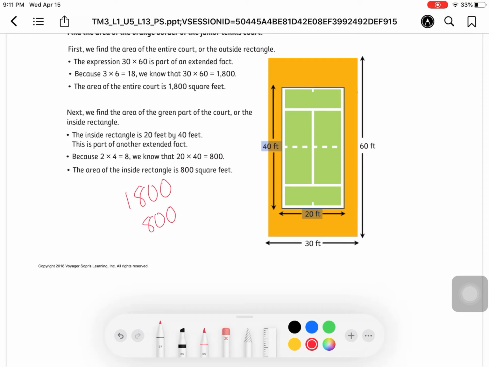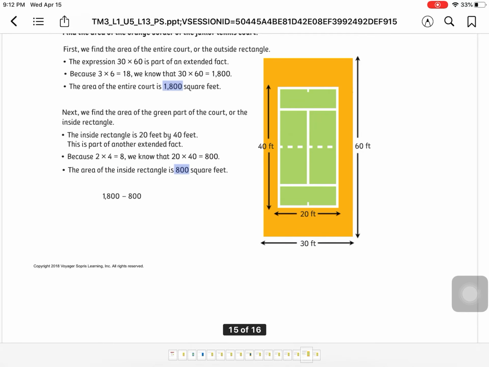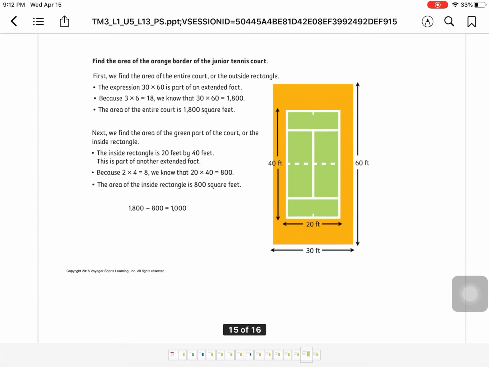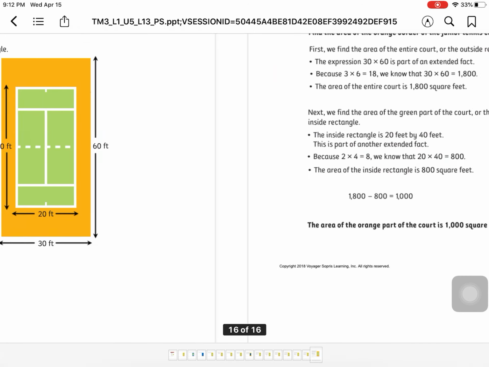We want to know the orange part, so we need to take the outside and we're going to need to subtract the inside to find the difference. 8 take away 8 is 0. 1 take away nothing is 1. So there is 1,800 minus that 800, which is that green section. So the orange part of the tennis court is 1,000 feet squared, and that's what needs to be painted.